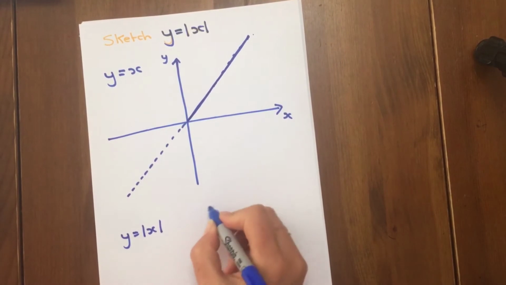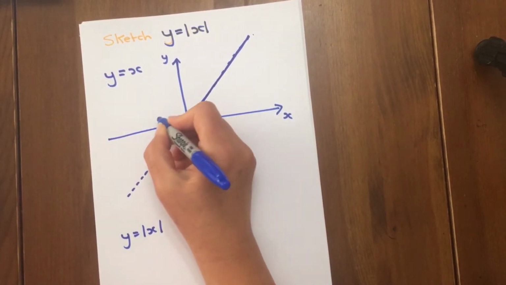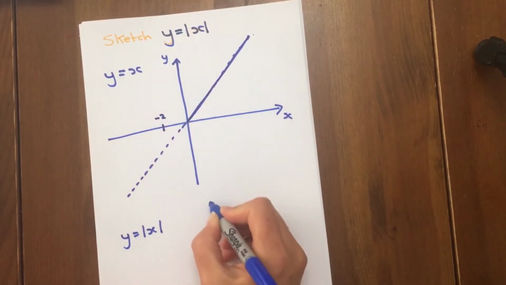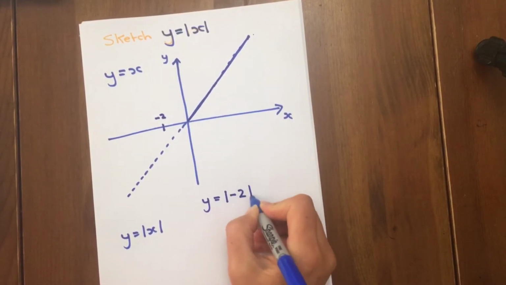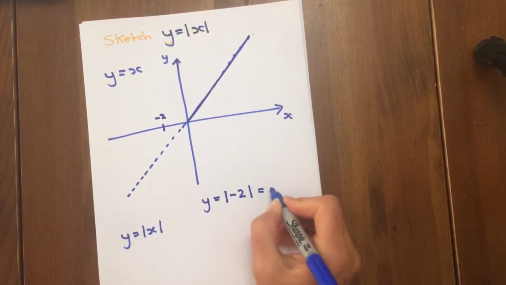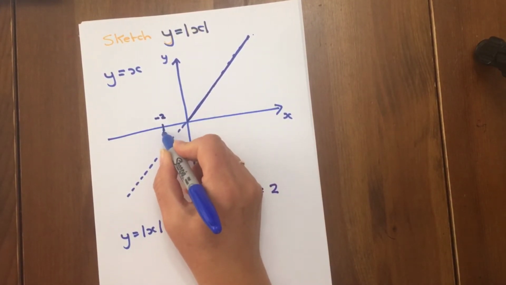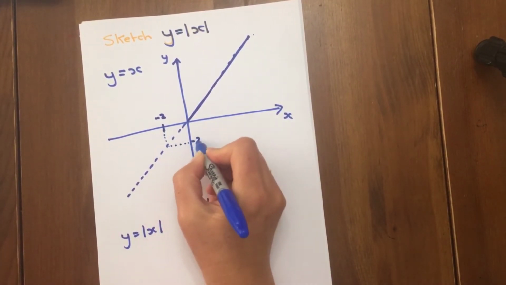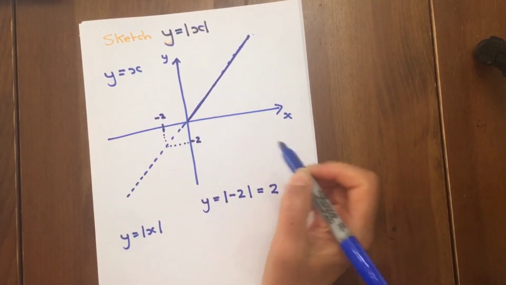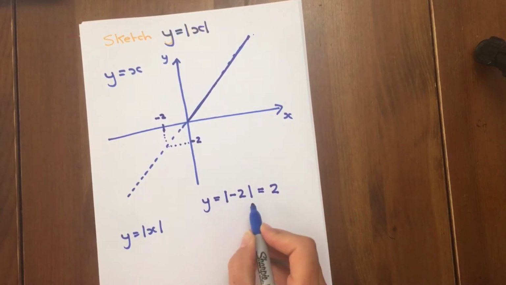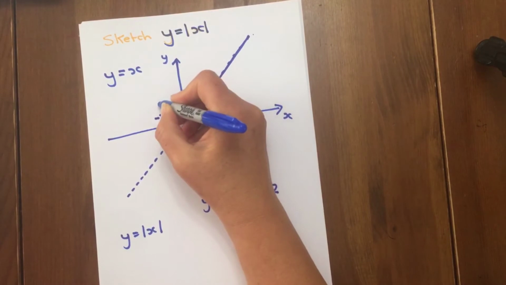For example, let's look at what happens when x is, say, -2. So y equals the modulus of -2, which we know is 2. Now, on this y equals x line, obviously the x and the y values are the same. But y equals modulus of -2 will just be +2. So this point here will go up to here.